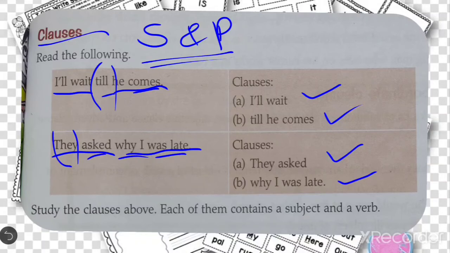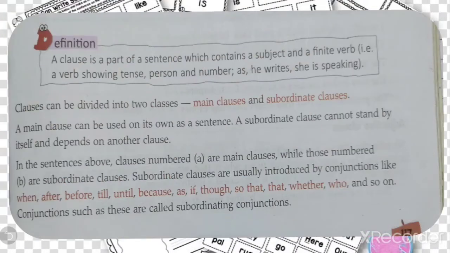Now look here. Study the clauses above. Each of them contains a subject and a verb. Yes, here subject and verb are there. You can say predicate. Now the same page number 170. We continue with this. Now look at the definition of clause.